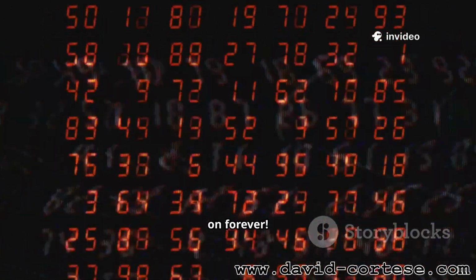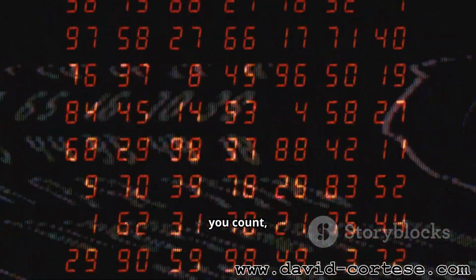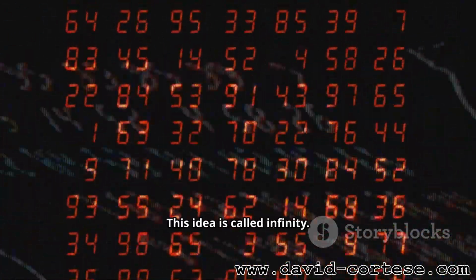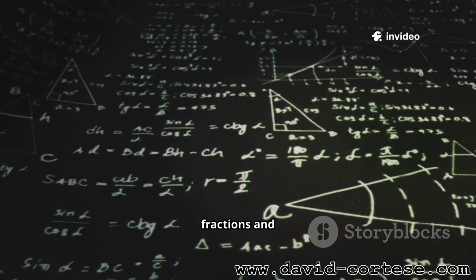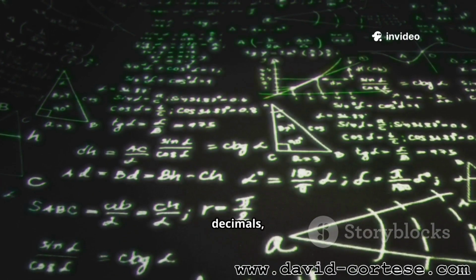And numbers can go on forever. No matter how high you count, you can always add one more. This idea is called infinity. Numbers can also be broken down into fractions and decimals, like 1/2 and the like.